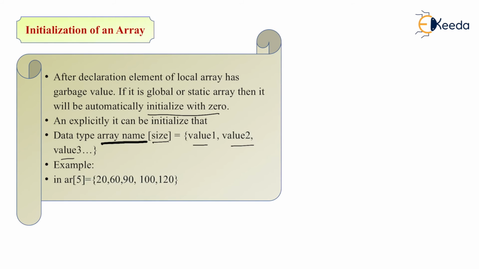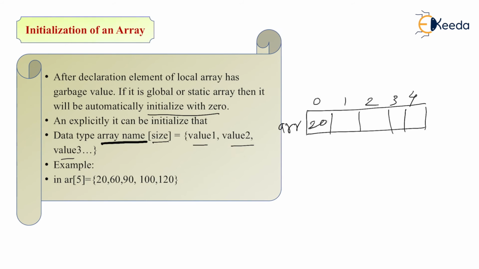With the help of that, we can say in the memory, one block of space will be occupied for the 5 elements, with indexes 0, 1, 2, 3 and 4, and the name of that location is ar. 20 will be stored at 0, 60 will be stored at 1, 90 will get stored at 2, 100 will get stored at 3 and 120 will get stored at 4.